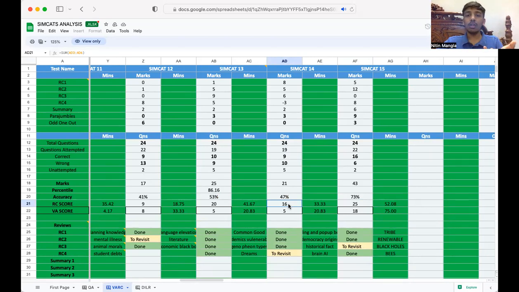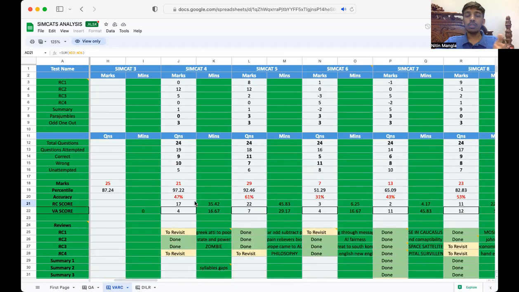And how did I come upon it? I analyzed, I would say, the marks of each of the 10 SimCATs, 10 mock CATs.